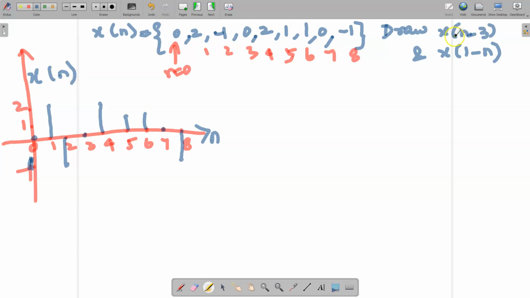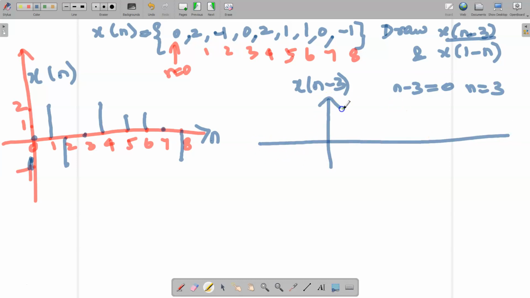And next is x of n minus 3. So, it is time shifting signal. Time shifting means substitute n minus 3 equal to 0. So, n is equal to 3. Just shift your signal and draw the diagram. So, 0 plus 3 is nothing but a 3 and so on. We have to add for each and every instance of n with a 3. So, 1 plus 3 is 4, next 5, 6, 7, 8, 9, 10, 11, because 8 plus 3 is 11.